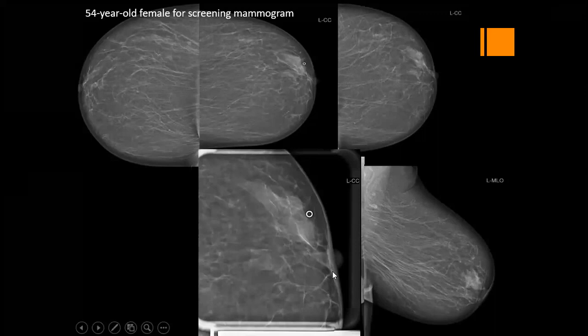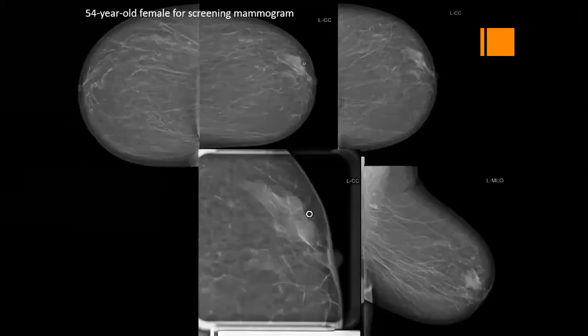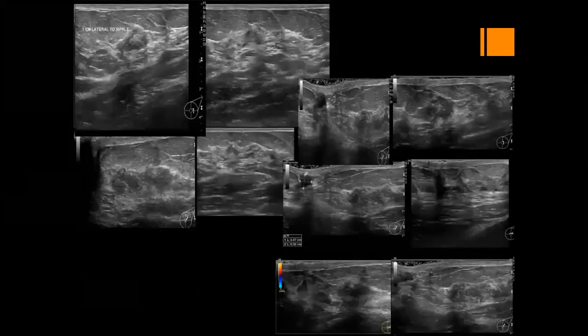Okay, so it will be BI-RADS 4. Yes, this is 4C. This is the ultrasound. And here you can put it as 4B, because it can be inflammatory, it can be neoplastic. Okay? 50-50. This is the earliest ultrasound.